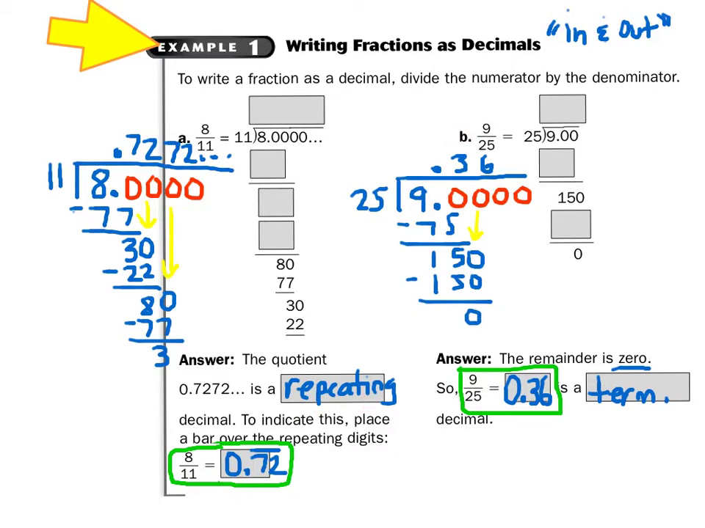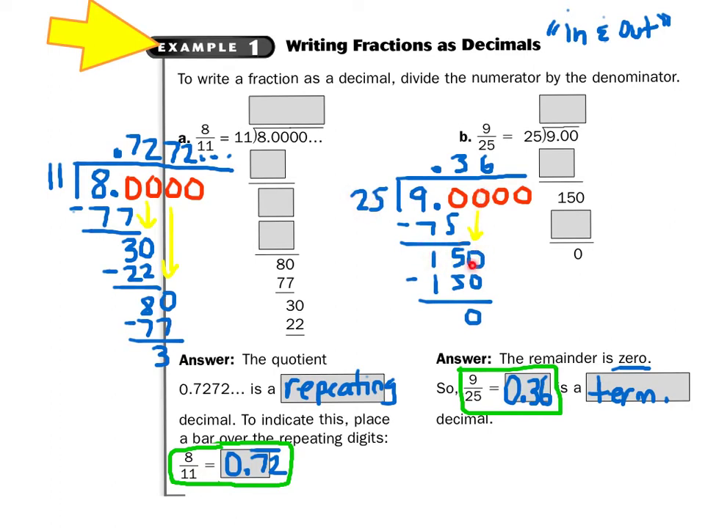Take a look at B, 9/25. We'll use the trick in and out. Put the 9 on the inside, the 25 on the outside. After the 9, put a decimal so that we can see it, and then bring it upstairs so we know where it goes in our answer, and then add 3 or 4 zeros. Now, 25 will not go into 9, but 25 goes into 90 3 times. 3 times 25 is 75. 90 minus 75 leaves me with 15, and I bring down that zero.